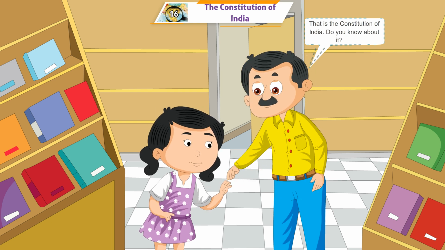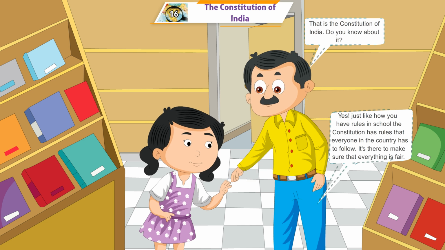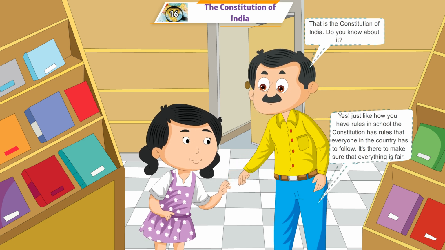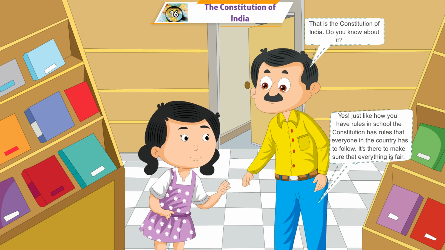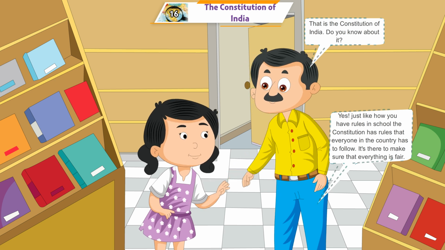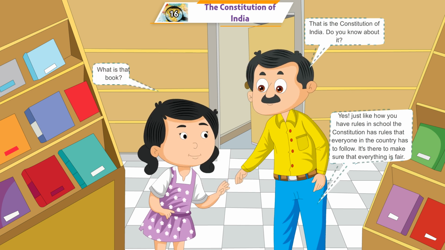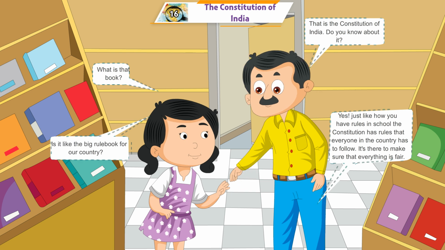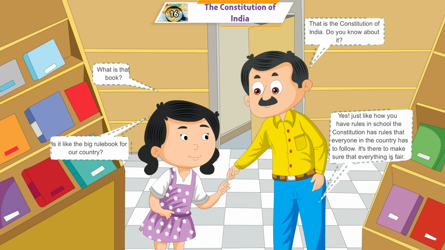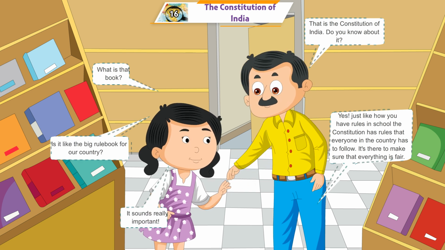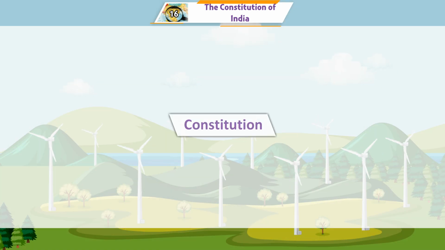Do you know about it? Yes, just like how you have rules in school, the Constitution has rules that everyone in the country has to follow. It's there to make sure that everything is fair. What is that book? Is it like the big rule book for our country? It sounds really important.